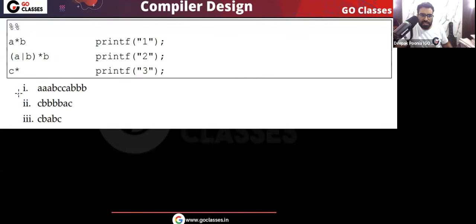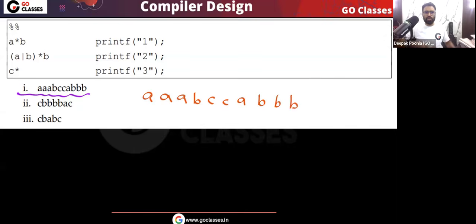So first, let me consider this character stream. This is the input character string or stream. So you can see this A, then B, C, C, A, then 3 times B. Let's find what will be the output, meaning how the tokenization will happen, and what will be the output token stream. So we will read this character string from left to right, one character at a time.